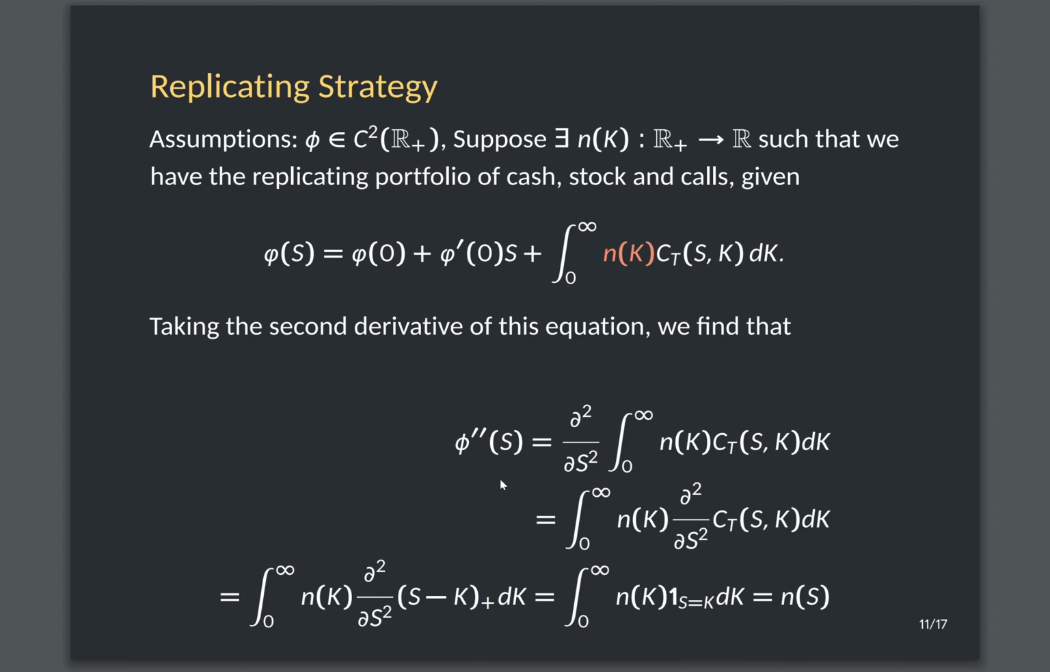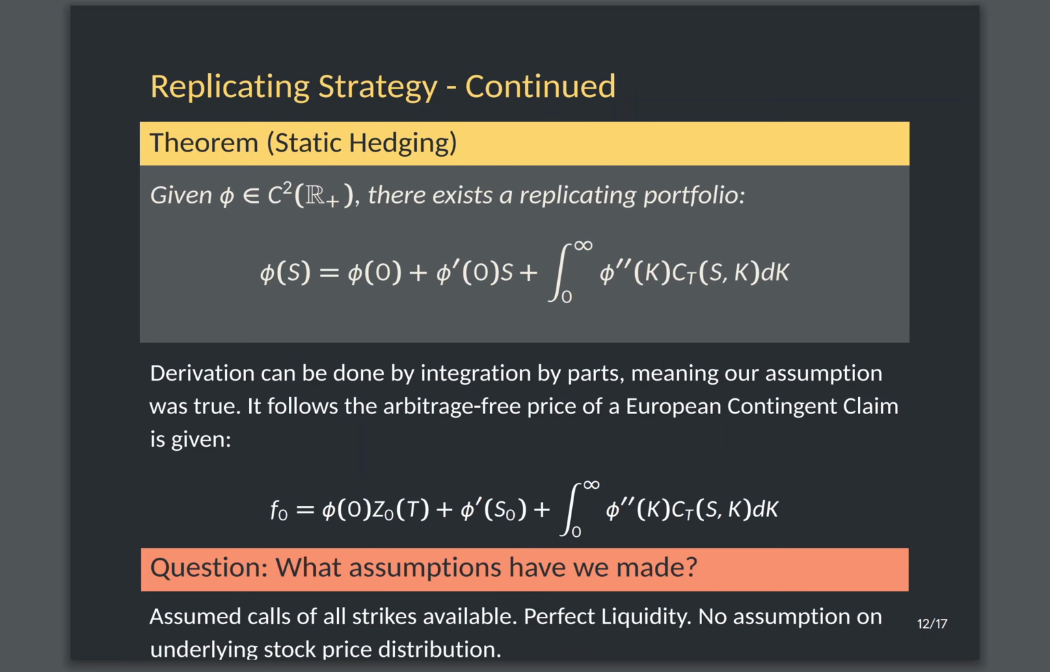to our second derivative. Taking the integral of the second derivative of phi multiplied by the price of calls over all strikes, one can compute by integration by parts that the replication function we assumed to exist in the last slide actually exists. This leads us to the theorem about static hedging. That is, given a twice differentiable continuous function, we have a replicating portfolio of the desired form. It follows that the arbitrage-free price of a European contingent claim is given by the following.